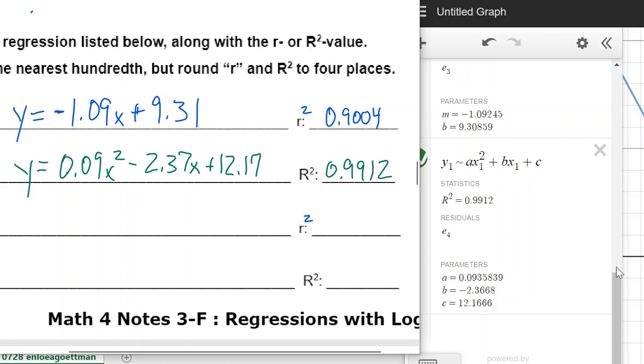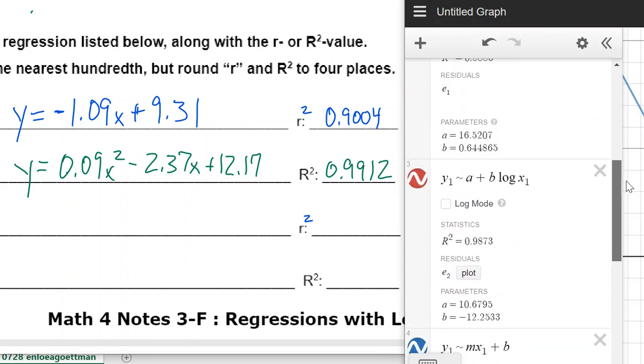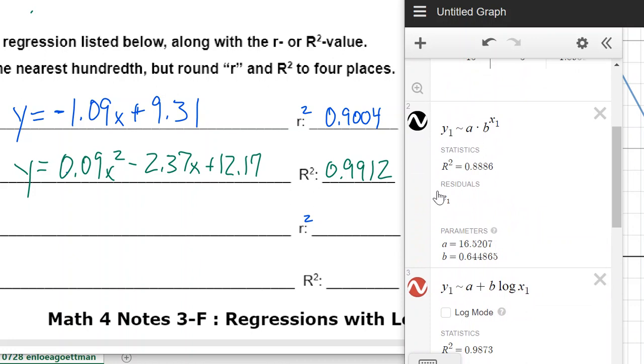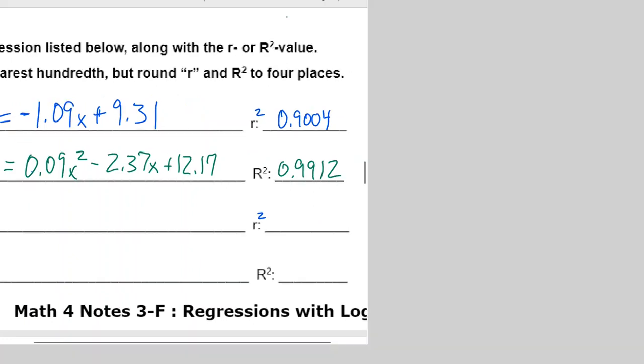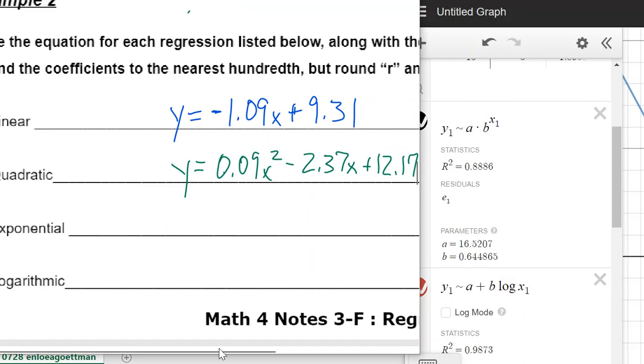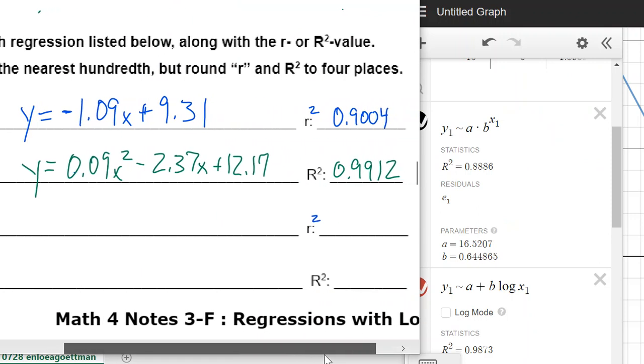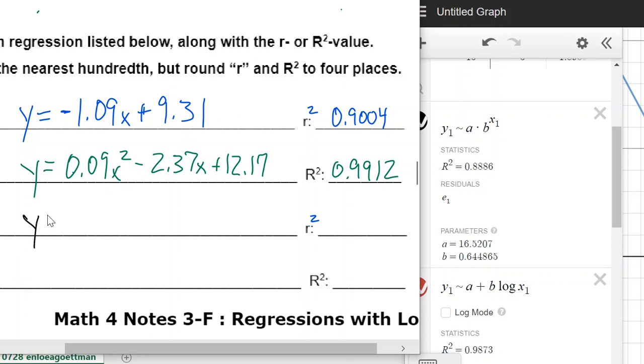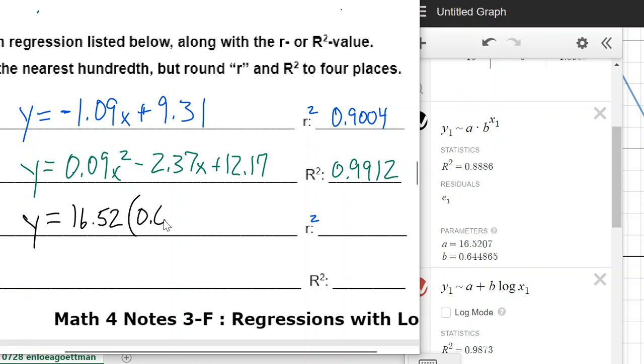Next is going to come the exponential, which will be this guy in black. All right, so we're going to say y equals, and for exponential, it's going to be 16.52, and then we're going to multiply this guy on the inside of the parenthesis raised to the x. My r squared value is 0.8886, which is good, but not as good as the 0.99.